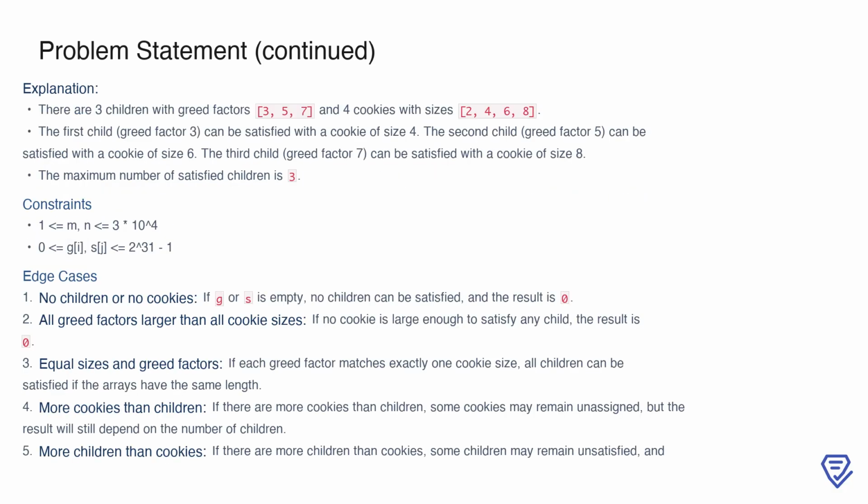Let's consider one more example to further clarify. Here, the greed factors are g equals 3, 5, 7 for 3 children, and the cookie sizes are s equals 2, 4, 6, 8 for 4 cookies. The output is 3, meaning all 3 children can be satisfied. The child with a greed factor of 3 can be satisfied with a cookie of size 4. The child with a greed factor of 5 can be satisfied with a cookie of size 6. Finally, the child with a greed factor of 7 can be satisfied with a cookie of size 8. Notice that the smallest cookie, of size 2, cannot satisfy any child and remains unused. By matching the cookies to the children in the most efficient way, all the children are satisfied.